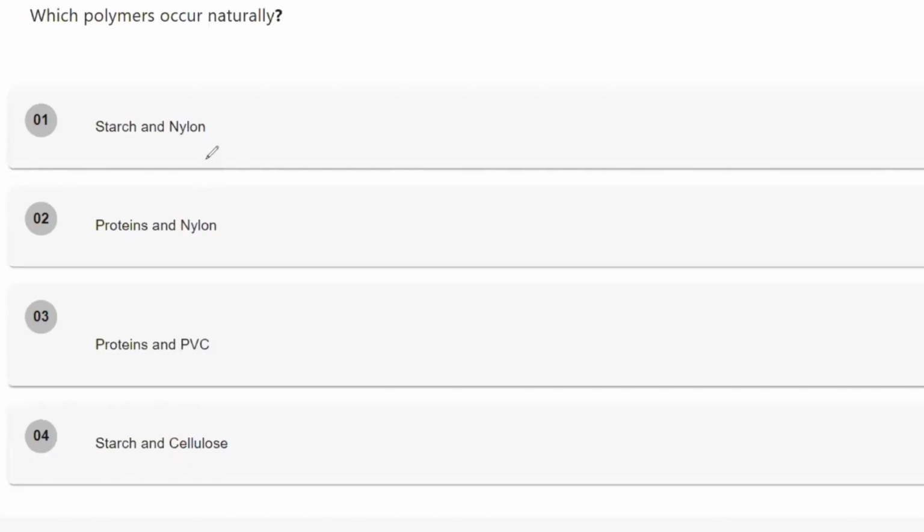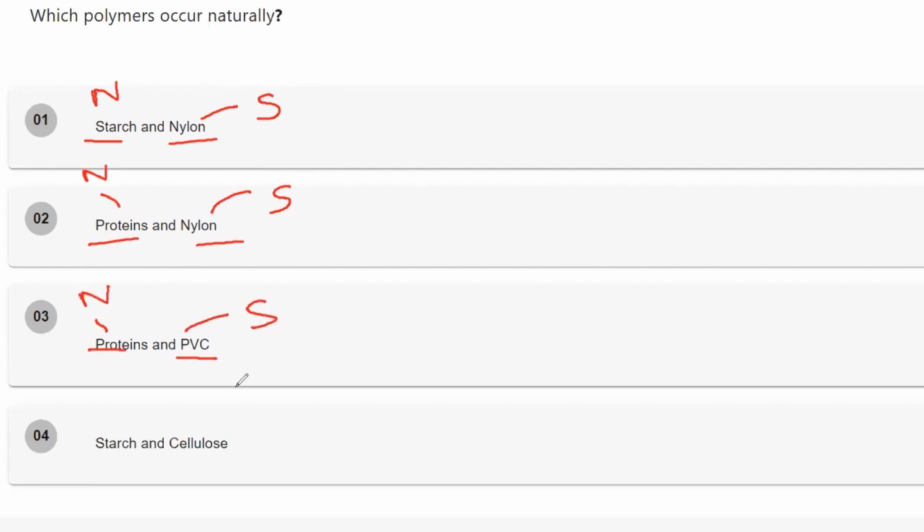Now let's look at one final question. Which polymers occur naturally? Look at all 4 options. Starch and nylon. Starch is definitively natural, but nylon is synthetic. Proteins and nylon. Again, nylon is synthetic. But proteins, yes, proteins are natural. Proteins and PVC. We know proteins are natural, but the problem is PVC is synthetic. Starch and cellulose. Both starch and cellulose are natural polymers. So the correct answer for this question is answer 4, starch and cellulose.